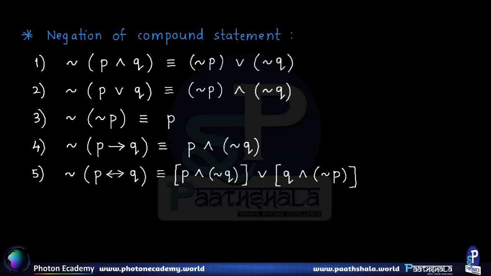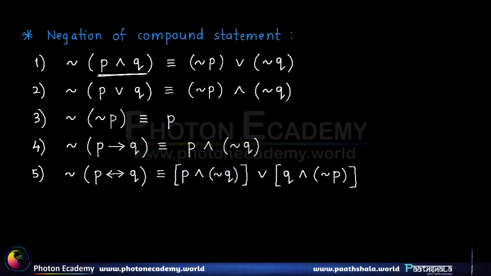Now let us learn how to take the negation of a compound statement. So here we are seeing the examples of negations of the fundamental compound statements using the logical connectives. First one, we study how to take the negation of the conjunction, that is negation of P and Q. Now if you see, that is given by negation of P or negation of Q.